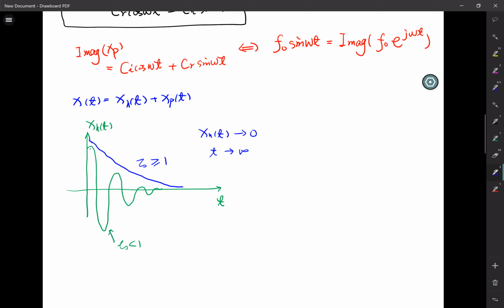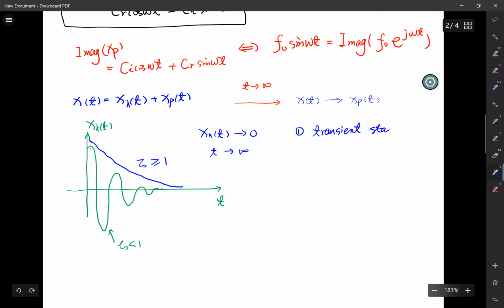Or we can say, when time approaches infinity, your x(t) eventually becomes x_p(t), because the first term, the homogeneous solution, is gone. So then we have to understand two concepts. The first one is called transient state. The second one is called steady state.